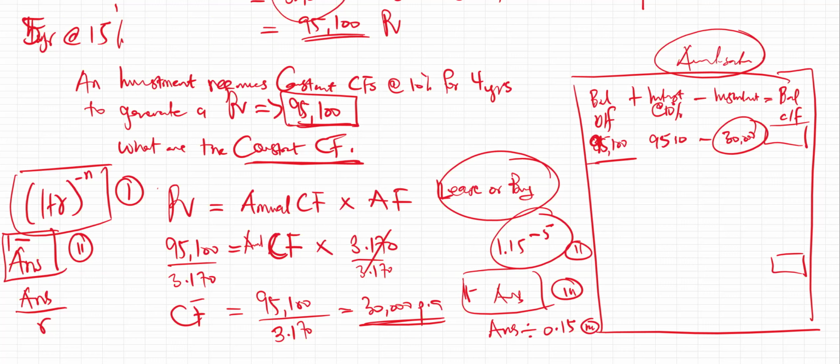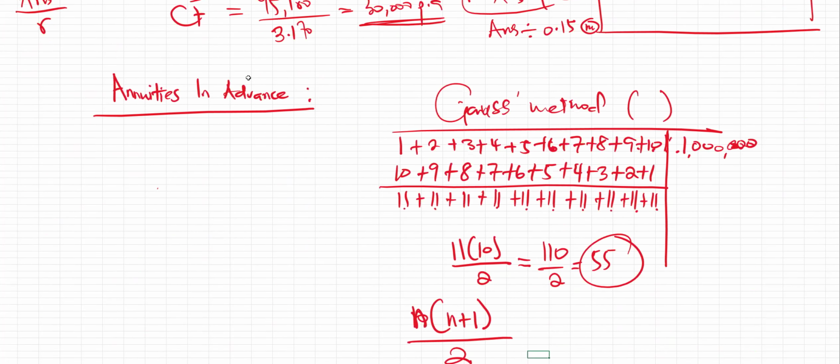And most questions can even give it to you. Mostly they give you. But they don't give you the delayed annuity and the annuity in advance, which we are going to do now. Can we go? Yes. And then the question math. Okay.